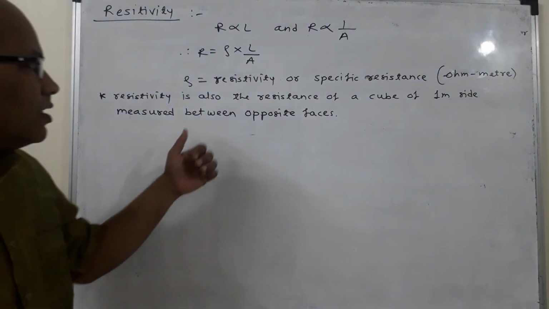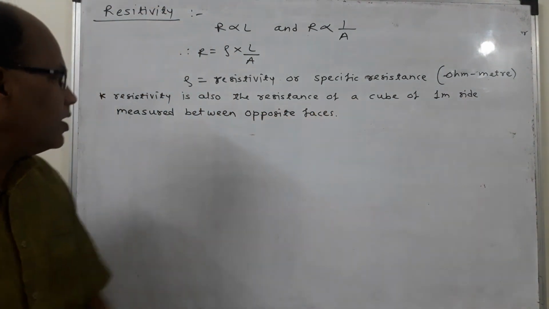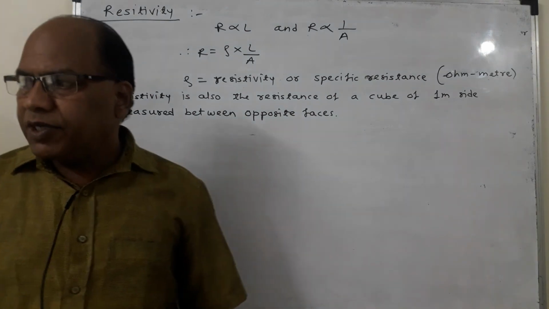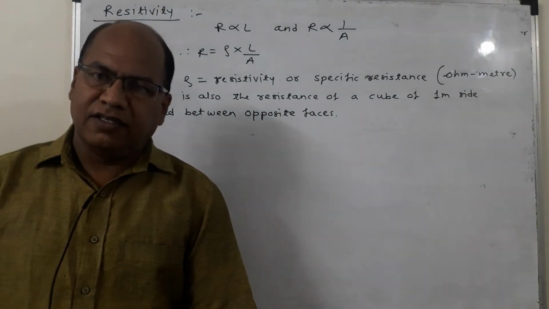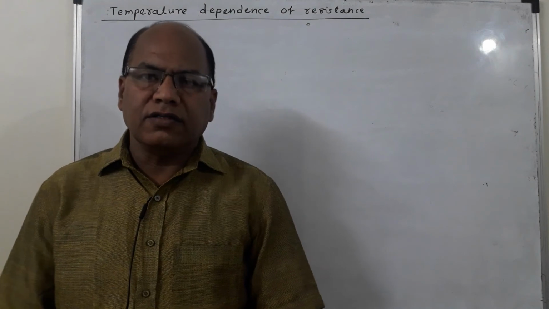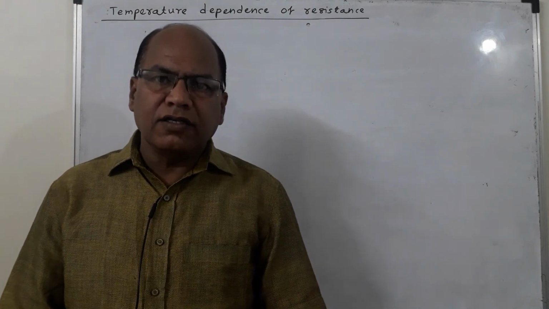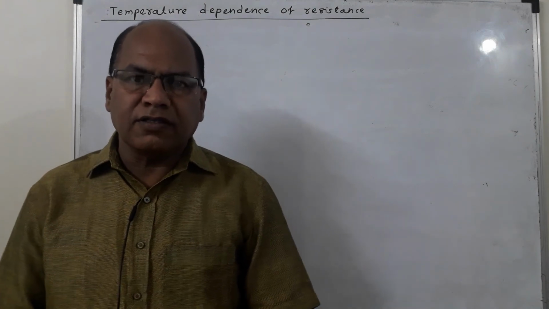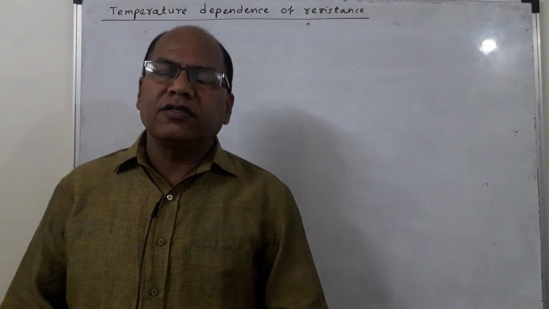Now resistivity is also the resistance of a cube of 1 meter side measured between the opposite faces. We have seen what a resistance is. We have seen the series, parallel and mixed grouping of resistances also. We have seen the resistivity also.